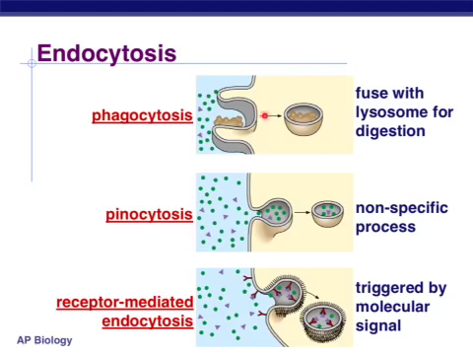Phagocytosis is kind of nonspecific, but something special is going to happen here. In order to digest this large amount of material, a lysosome, which is kind of like the stomach of the cell, is going to have to fuse with this vesicle so that digestion can take place. These molecules tend to be small enough that the cell can just absorb them.